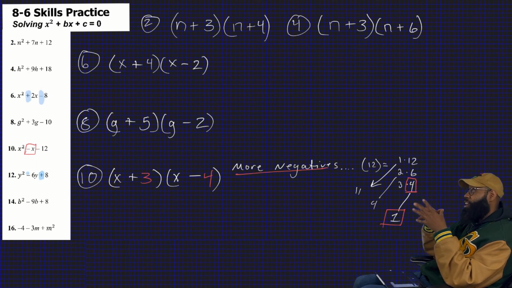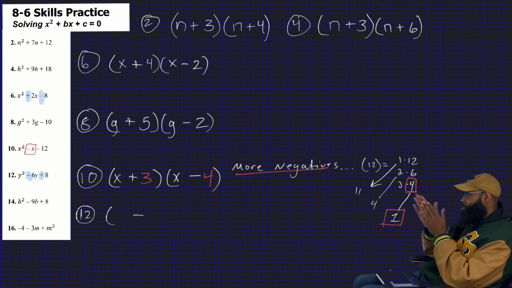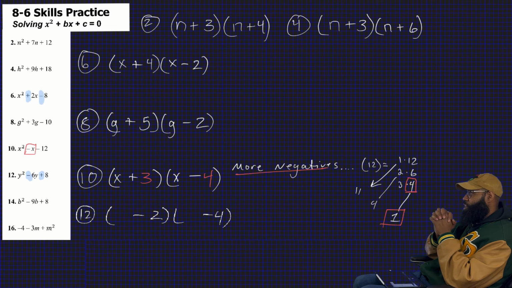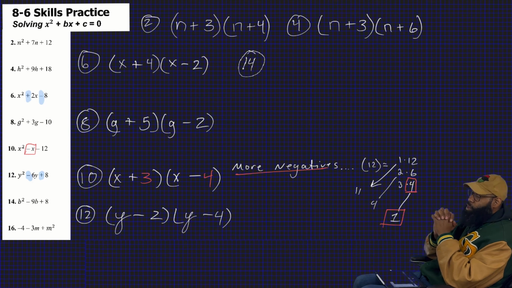Well, I'm going to need more negatives here than positives because the middle term was negative. And then when I look at 12, this one switches it up on me. I got a negative positive. So it adds up to be a negative, but when multiplied, it gives me a positive. Negative, negative. A negative times a negative is a positive. 2 times 4 is 8. 2 plus 4 is 6. So negative 2 plus negative 4 gives me negative 6, which is my middle term.